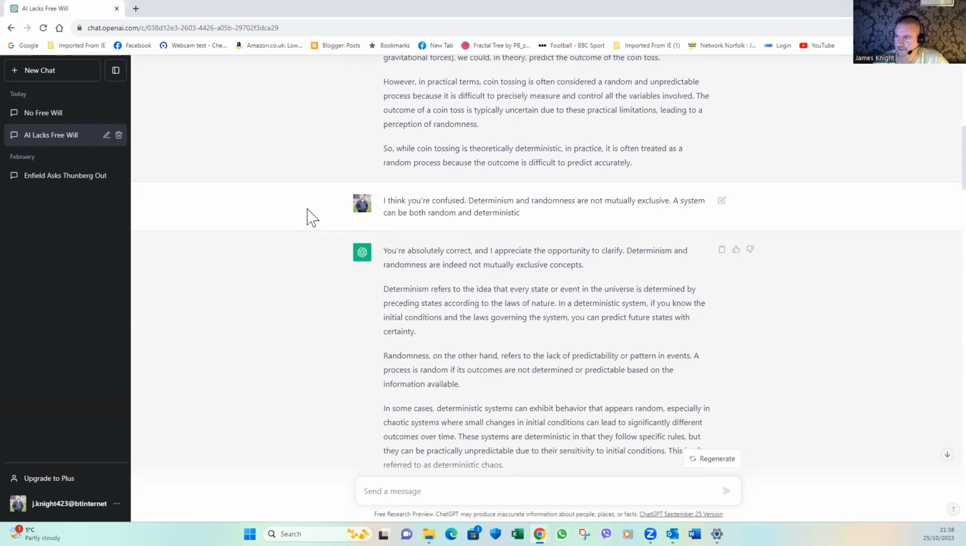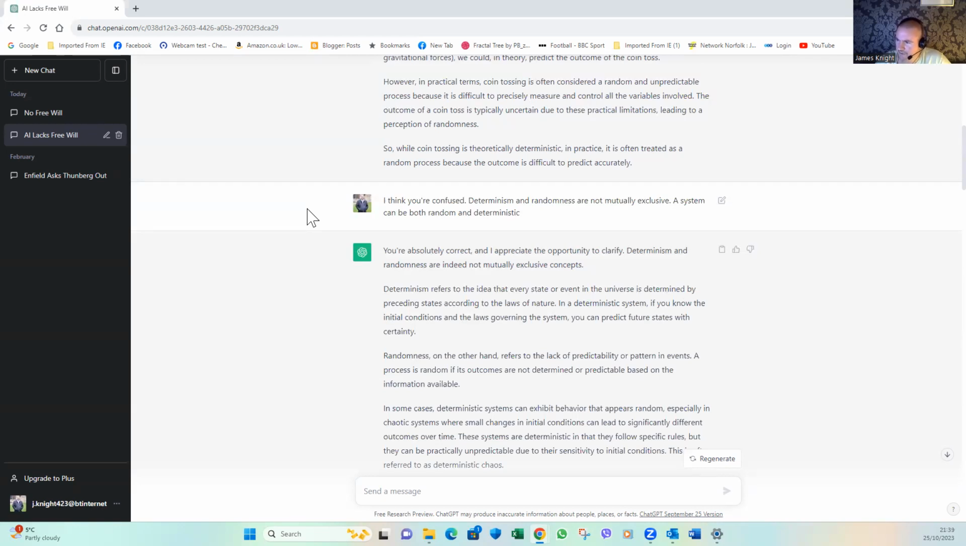Determinism and randomness are not mutually exclusive. A system can be both random and deterministic, and I explain why in my paper. You can read the paper. I'll put the link below, but it goes into quite some detail. But would ChatGPT know this?